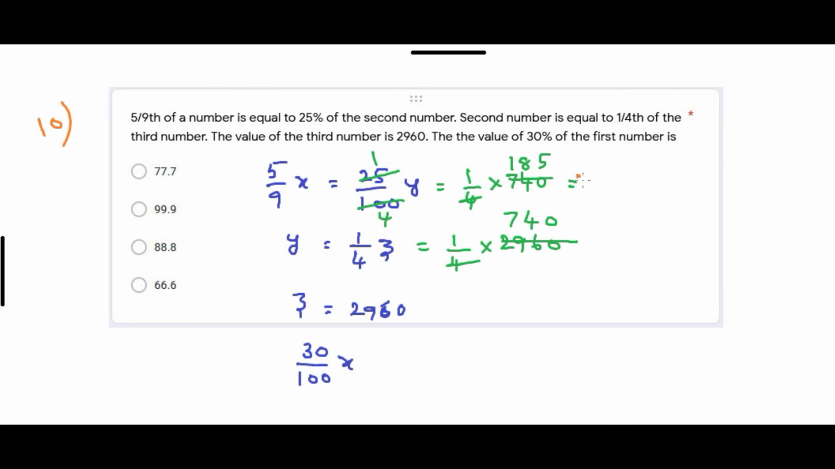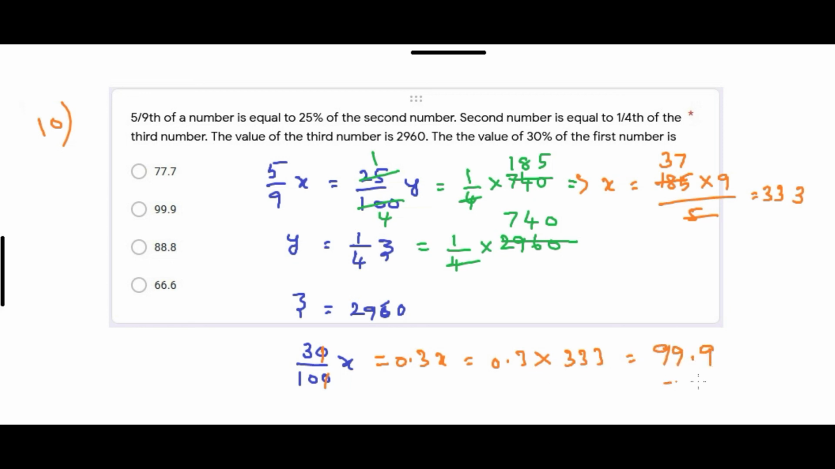Which implies x is equal to 185 into 9 by 5, so the value of x would be 333. So now we need to substitute here. It is simply 0.3 into x, which is equal to 0.3 into 333. So this will be equal to 99.9. So this is the answer, 99.9.